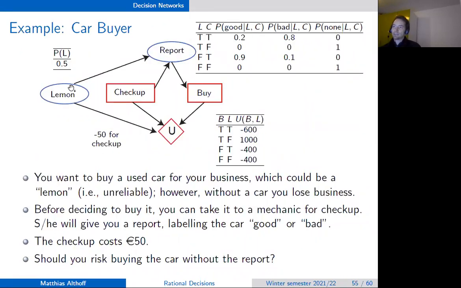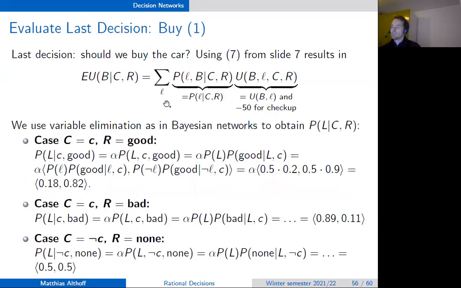one, like the first random variable, lemon. This has no parents, so we just use P of L multiplied with P of R, but the report depends on checkup and lemon. So then here we have P of R given L and C. And if you multiply this, that's equivalent to having the joint distribution. So this is exactly as for Bayesian networks.